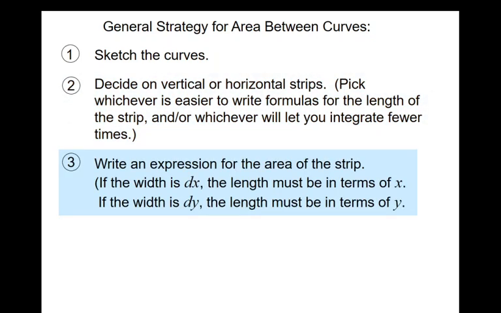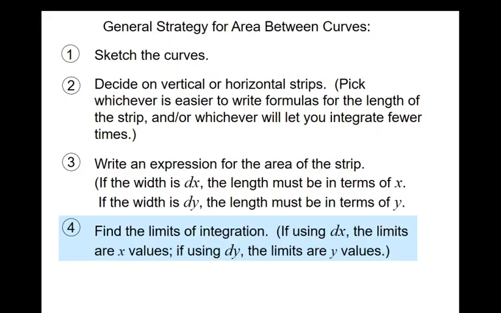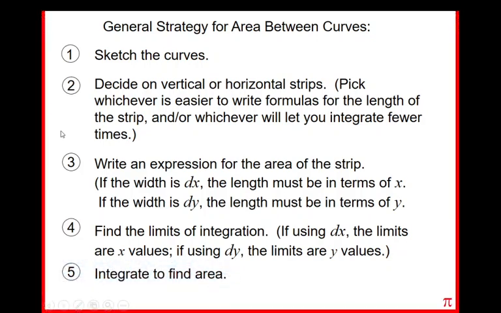Number 3, write an expression for the area of the strip. If it's vertical strips, you're doing top minus bottom. If it's horizontal strips, you're doing right minus left. Make sure your functions are in terms of the correct variable. Number 4, find the limits of integration. If the integral is in terms of dx, your limits should be x values. If it's in terms of dy, then your limits are y values. And that's the number one mistake my students make. And then, of course, integrate and find the area. And that's it. Basically, we're just doing definite integrals. We're adding one more step.